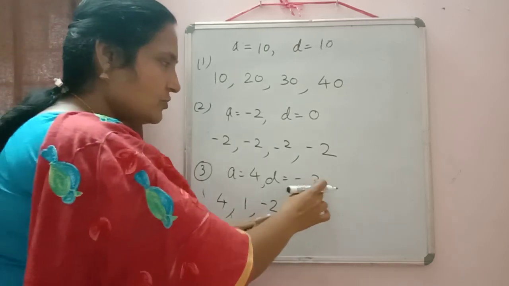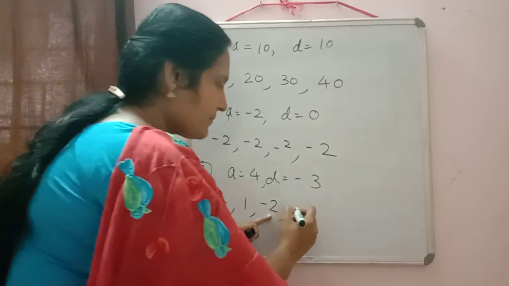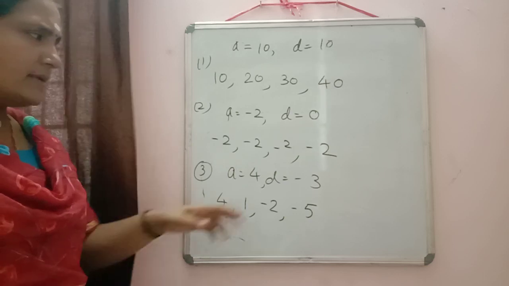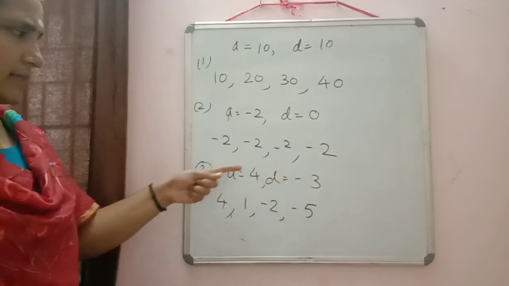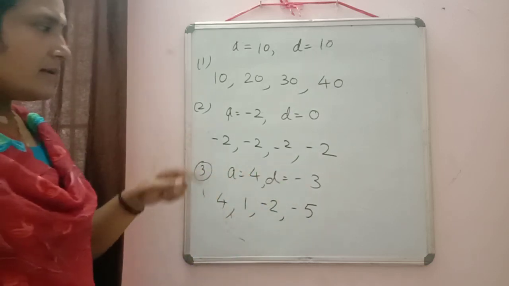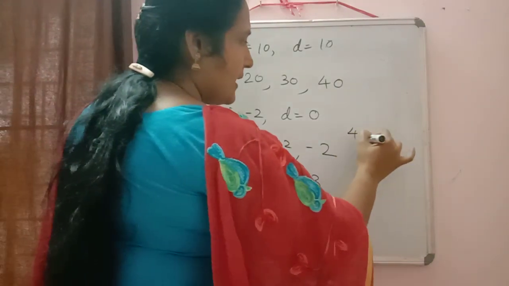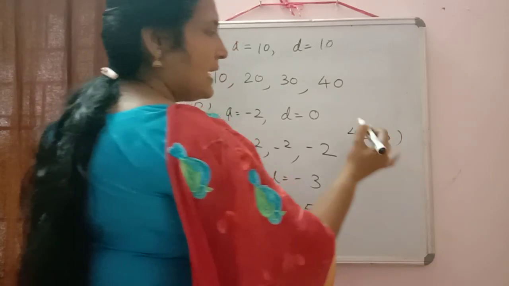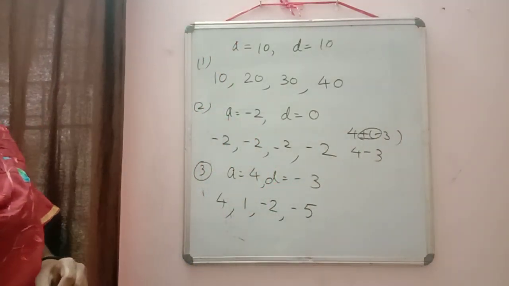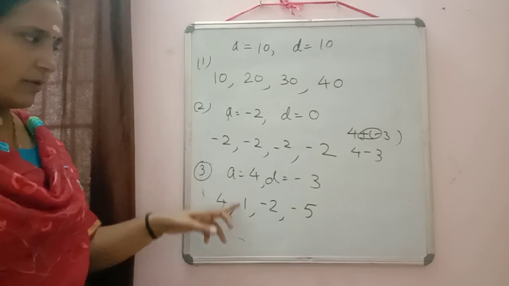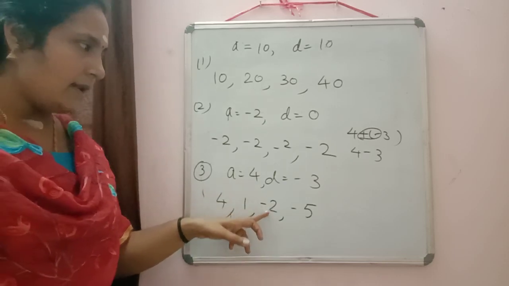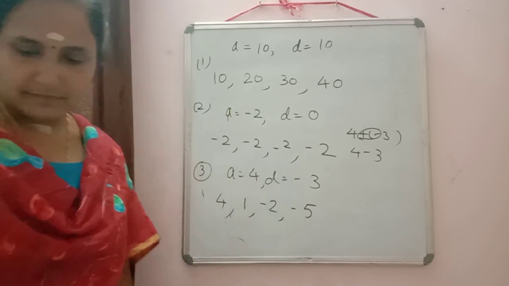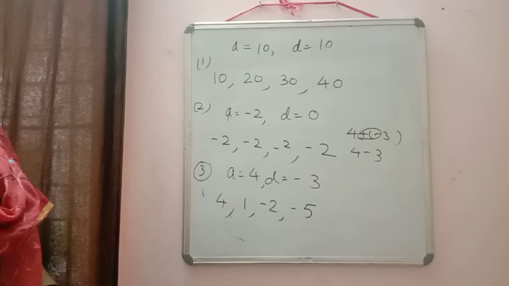Again minus 2 minus 3 will be equal to minus 5. So when negative numbers are there, just to check, we have to do the subtraction. First is 4, because when you do 4 plus minus 3, we know positive into negative will be equal to negative. So it will come 4 minus 3, 1. 1 minus 3, minus 2. Minus 2 minus 3 will be equal to minus 5. Method is clear? Okay.